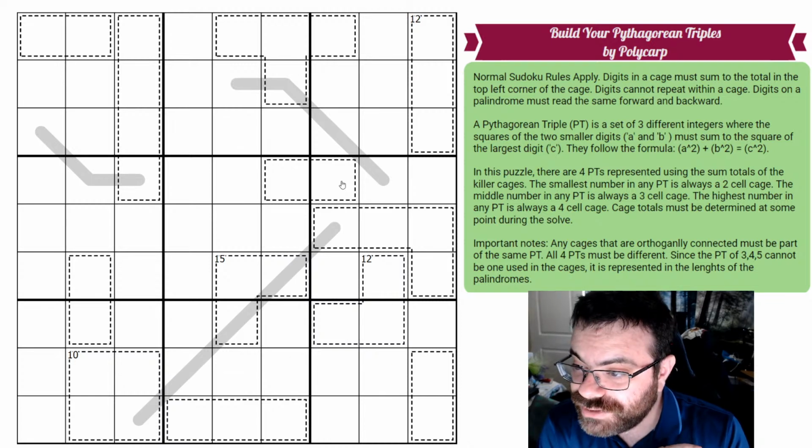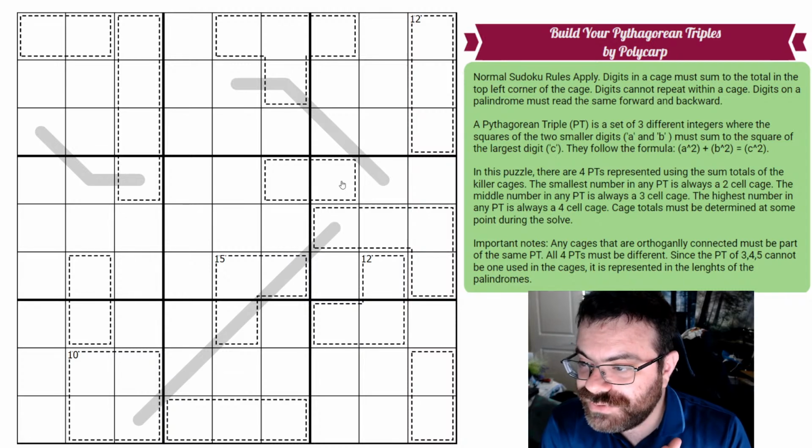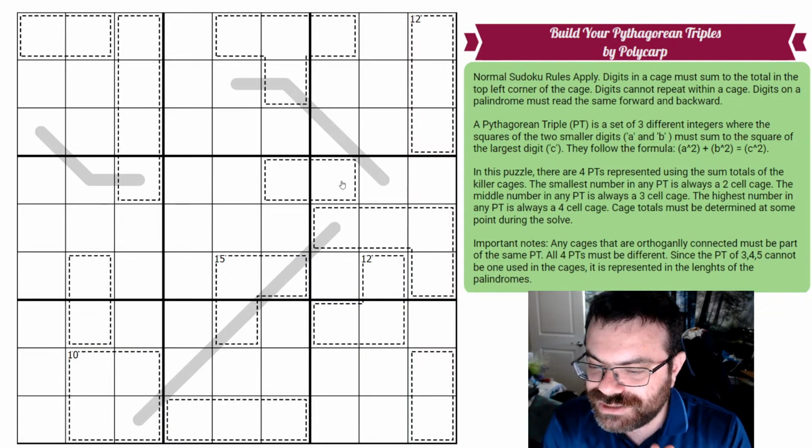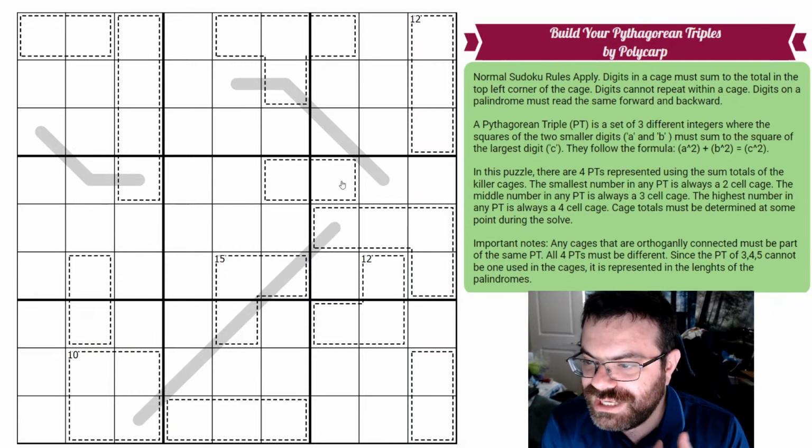The smallest number in any Pythagorean triple is always a 2-cell cage. The middle number in a PT is always a 3-cell cage. The highest number in a PT is always a 4-cell cage. Cage totals must be determined at some point during the solve. Important notes: any cages that are orthogonally connected must be part of the same Pythagorean triple. All 4 Pythagorean triples must be different.